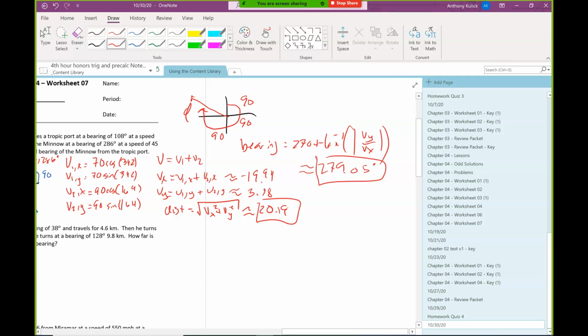So our distance is 20.19 nautical miles and our bearing is 279.05. Does that feel okay, Kristen? That's plus tan inverse of the absolute value of Vy over Vx. And it'll always be tan inverse of the absolute value of Vy over Vx. It'll just be whether you're adding or kind of subtracting that from some quadrantal amount.